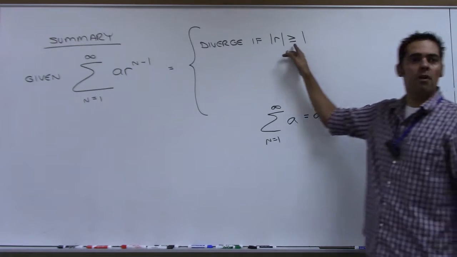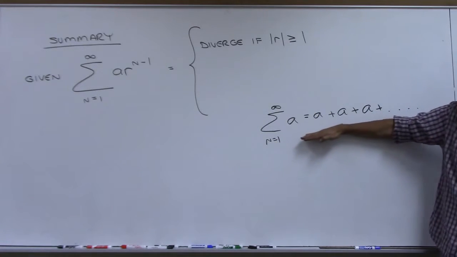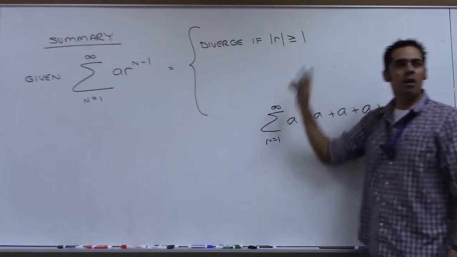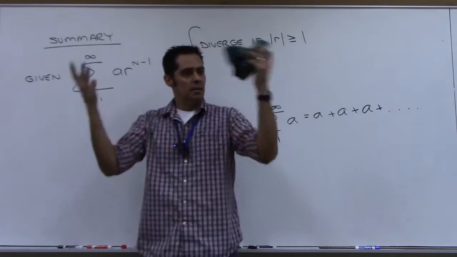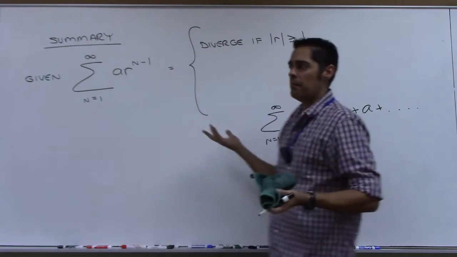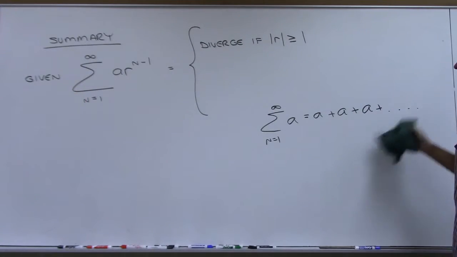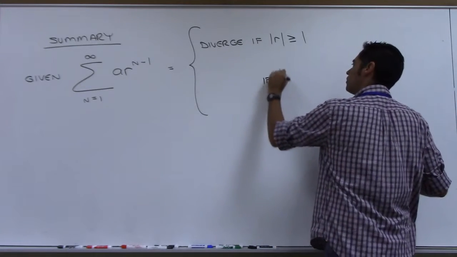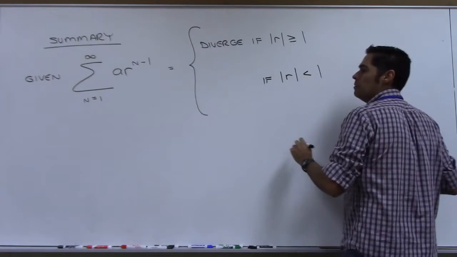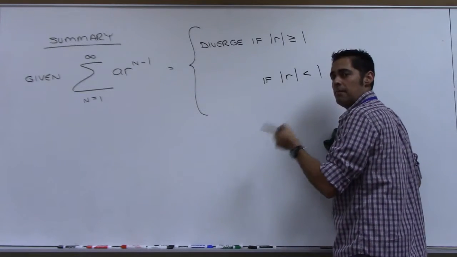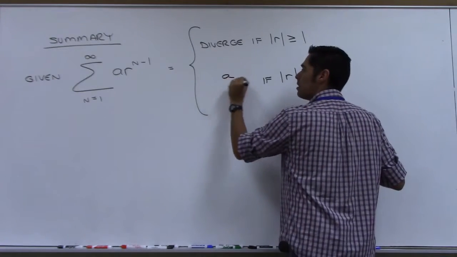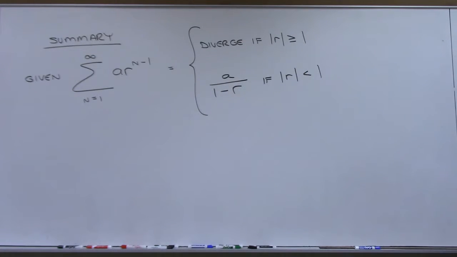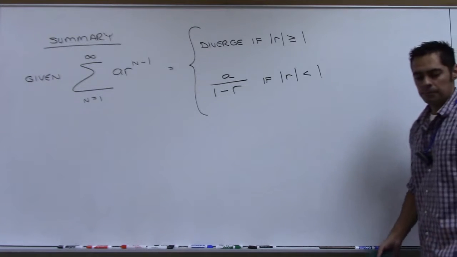So I took care of the 1 situation just by observing what would happen to this series if I let R be 1. If R is bigger than 1, then in that formula I showed you a second ago, the R to the n blew up and it became divergent also. But if the absolute value of R is less than 1, then what's going to happen? It's going to converge, right? But not only is it going to converge, we know exactly what it's going to converge to: A over 1 minus R.